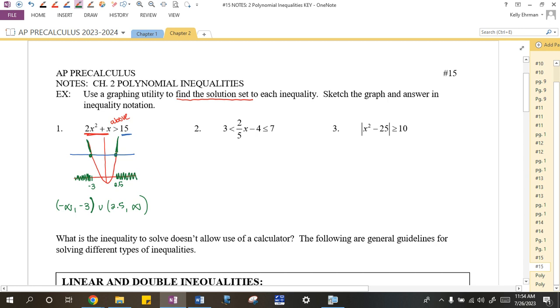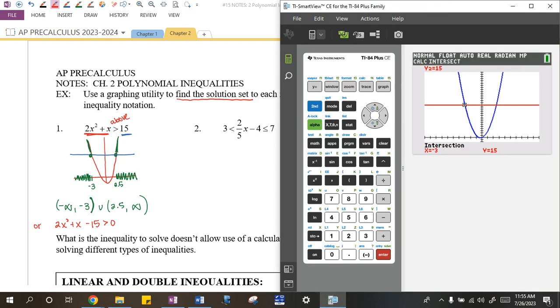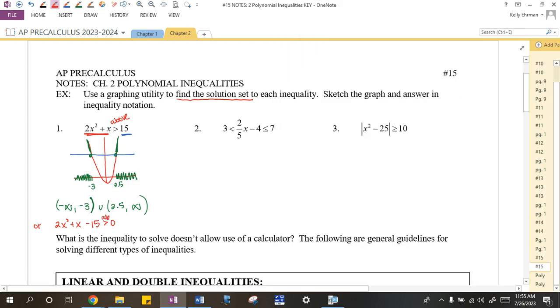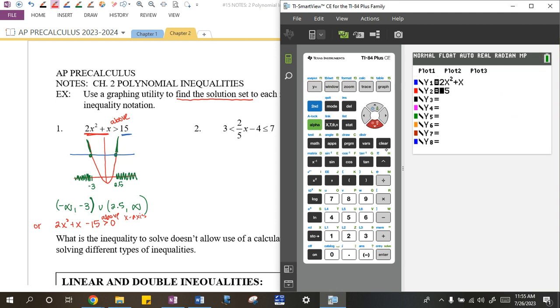We are going to learn how to solve these without a graphing calculator, but I just wanted you visually to see what we're doing. Another option is to say, we could have said when is 2x squared plus x, subtract the 15 over, when is that greater than 0? If we don't have a graphing calculator, we'll do this for sure. And so that would have done the same thing. I would have been looking for when is this graph above 0, or when is it above the x-axis. So I'll just show that kind of quickly. So let's say we subtracted 15.